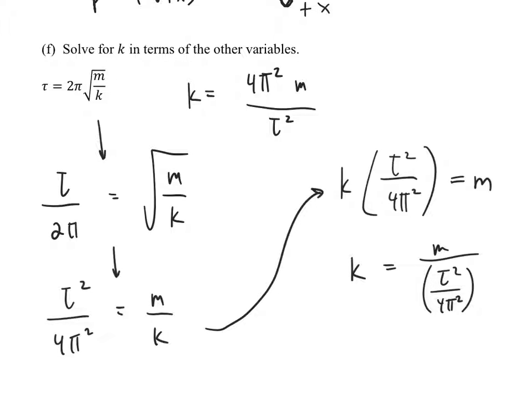I can do that if I want, and that's a correct answer technically. I think of this as a coefficient for k and just divide by it. That's one way to write it. Or you can multiply by 4 pi squared to bring that up, and then divide by tau squared, which will get you up to here in this answer.